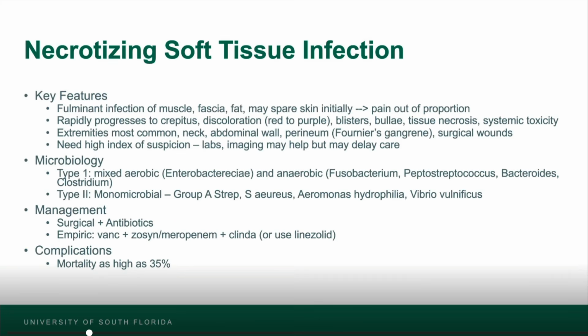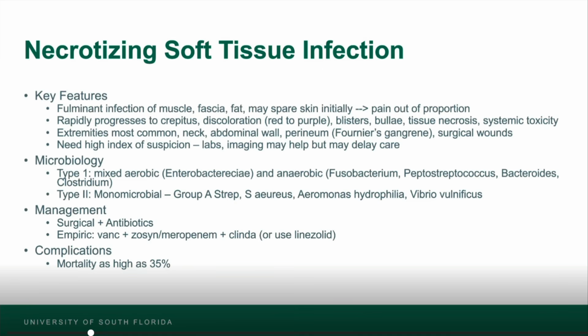And so necrotizing soft tissue infection. Remember that when we showed that initial figure of the layers of the skin, this is deeper in the skin. And so the skin may be spared initially. That's why we always talk about people having pain out of proportion to what we can see on our physical exam. But it rapidly progresses. So if someone's reporting that pain out of proportion, you definitely want to have that flag come up in your mind and then monitor closely because it will rapidly progress.